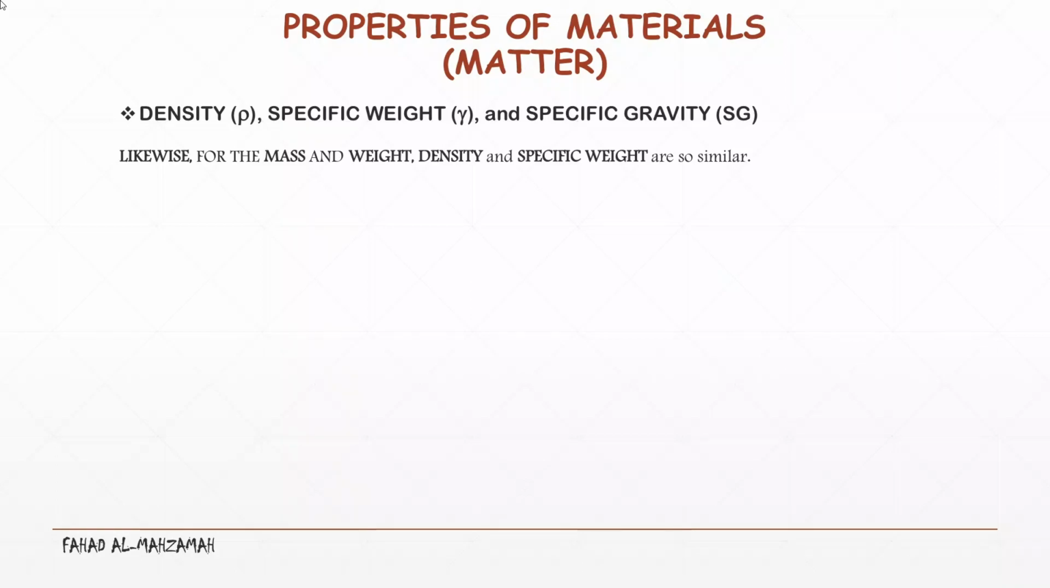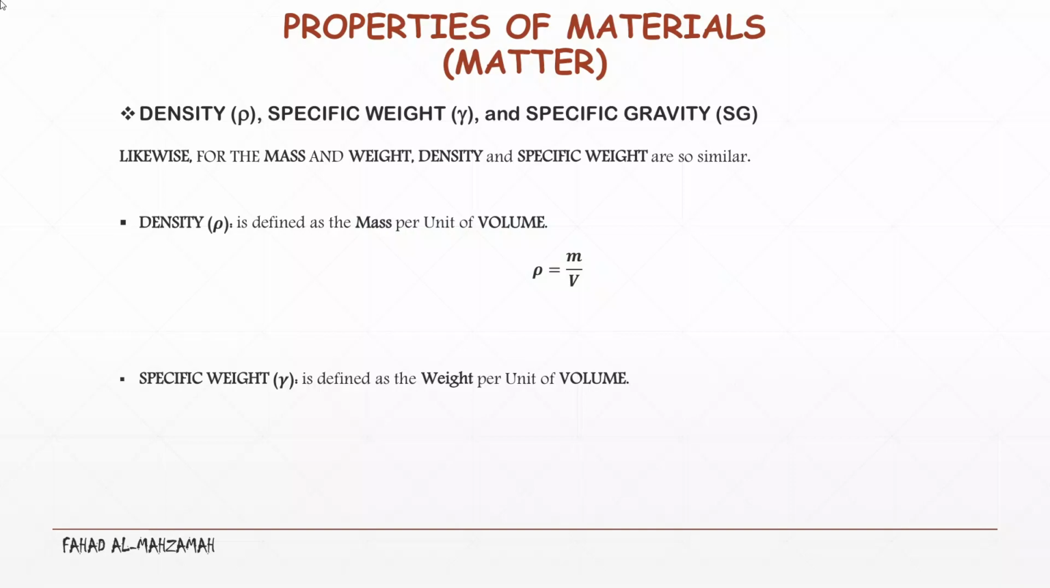Likewise, as with mass and weight, density and specific weight are so similar, and most people mix up these two properties. Now, what is density? Density is defined as mass per unit of volume. So rho, which represents the density, is equal to mass divided by volume. Now, what about the specific weight? Specific weight, which is gamma, is defined as weight per unit of volume.